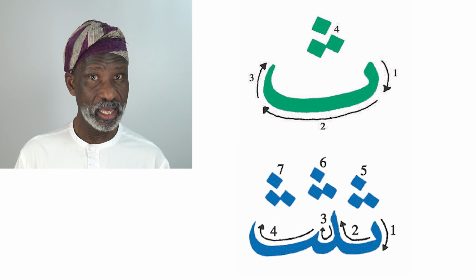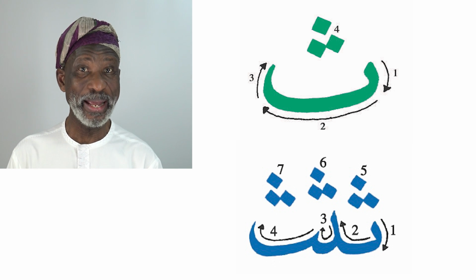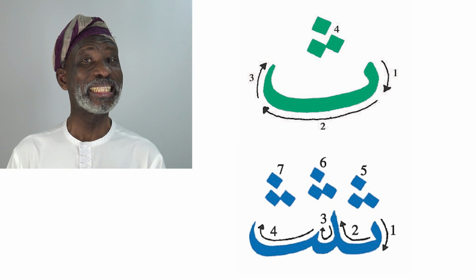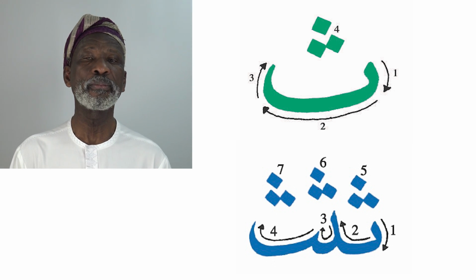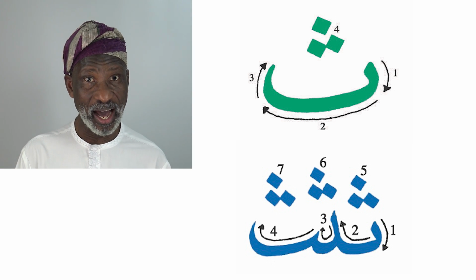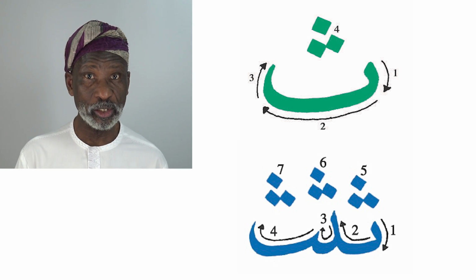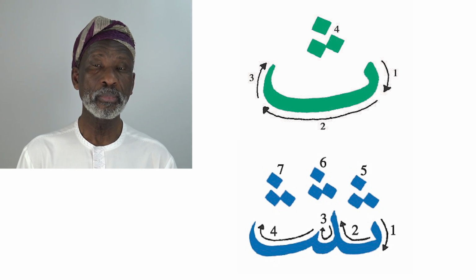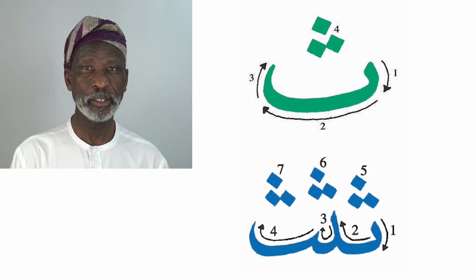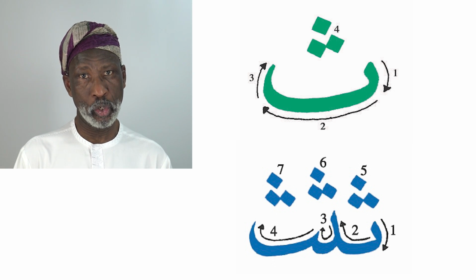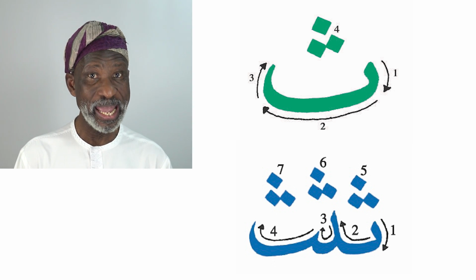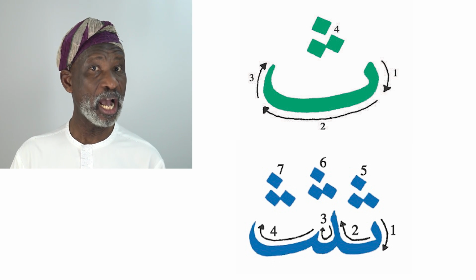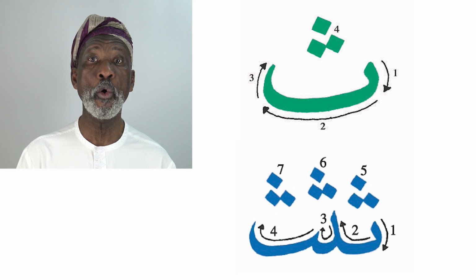The next letter is letter Tha. Letter Tha is in the same family as letter ba with 1 dot below, and letter Ta with 2 dots above. But as you can see, letter Tha is carrying 3 dots. Okay, this is Tha isolated form and Tha joined. Let me now demonstrate for you how to write that, and pay attention to my hand's movement as I'm writing letter Tha in isolated form and in a joined form as well.